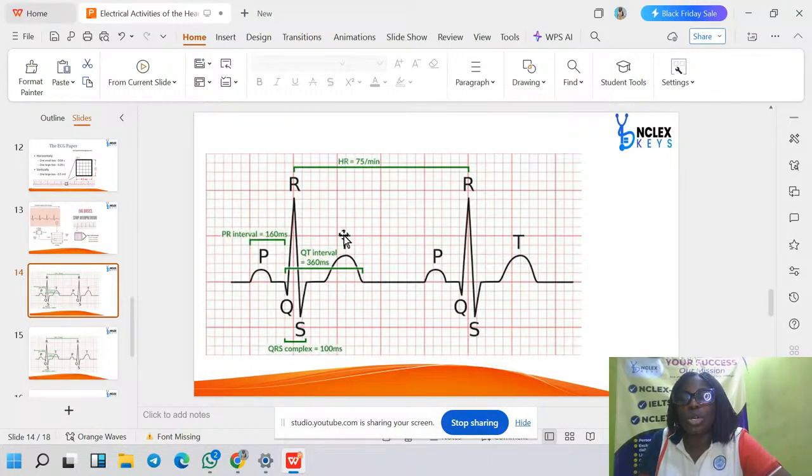How many small boxes do you have from R to R? Answer me now. 20. Is everybody agreeing that it's 20? Thank you. Now you will divide 1/5. 1/5 is a constant figure created for this purpose. Don't ask me where 1/5 comes from. In our mathematics, they will say constant K. So divide 1/5 by 20.